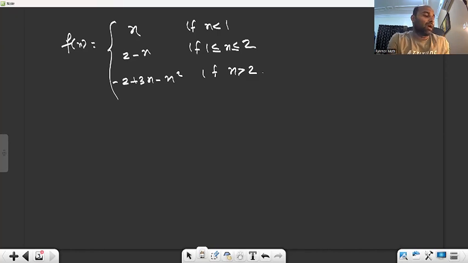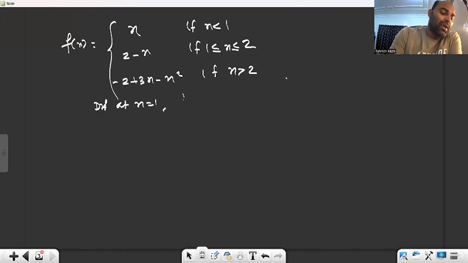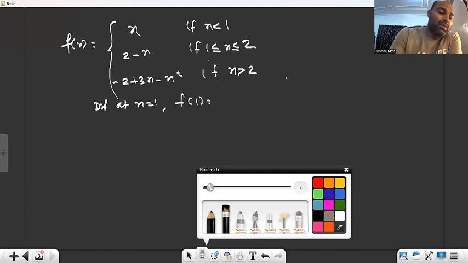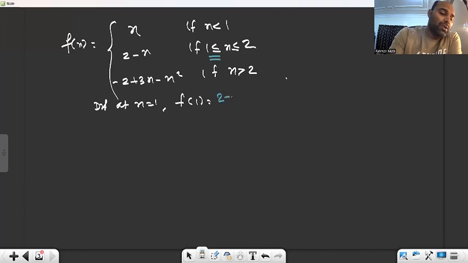Differentiability at x equal to 1, I'm checking first. First procedure, you have to find what is f of 1. Where is the equal sign coming? Here. So substitute: 2 minus 1, so f of 1 equals 1.